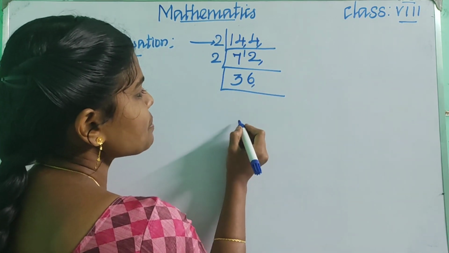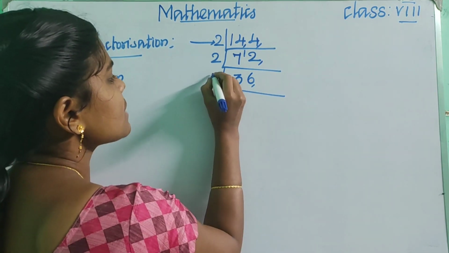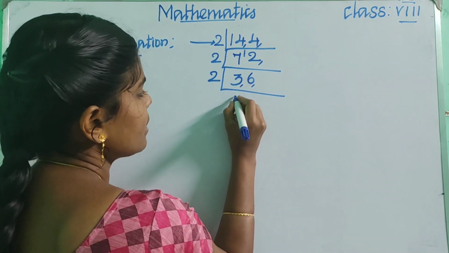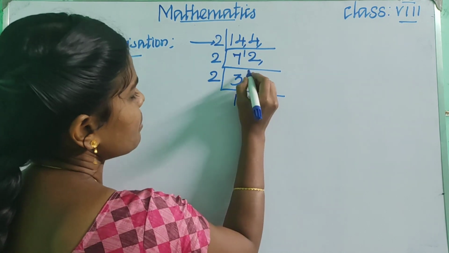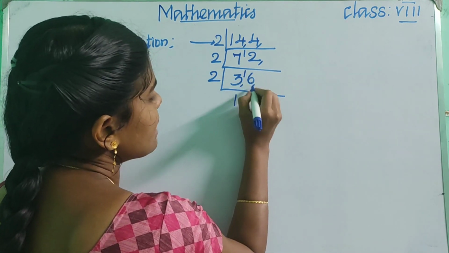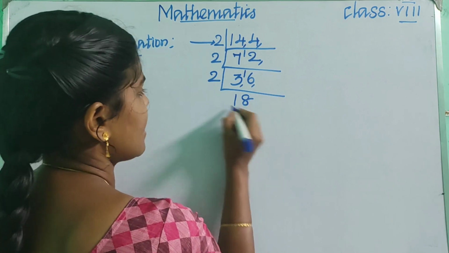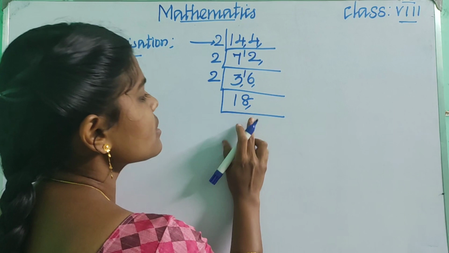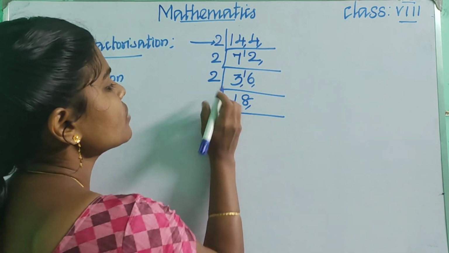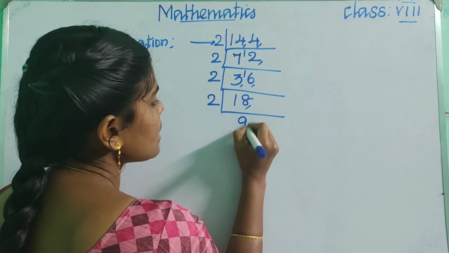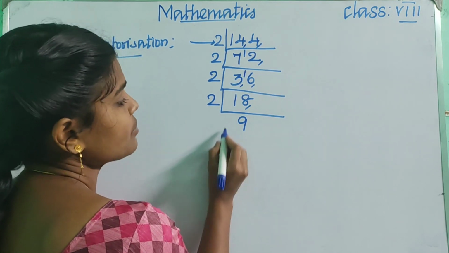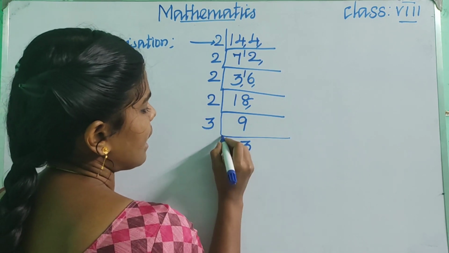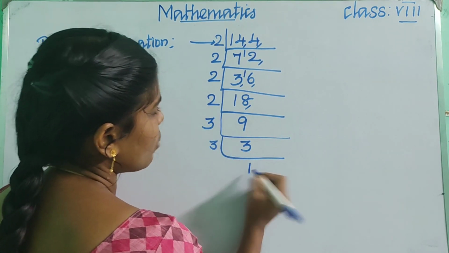Now see the units place, it is also a multiple of 2, so we can put 2, the prime number. Now take this 3. 1 2 is 2, so remaining 1. Now take this as 16. 8 2s are 16. Now again see this 18. The units place is 8, so it is also a multiple of 2, so put 2. 9 2s are 18. Now we have 9, so we can put the prime number 3. 3 3s are 9. Again we can put 3, so 1 3 is 3.